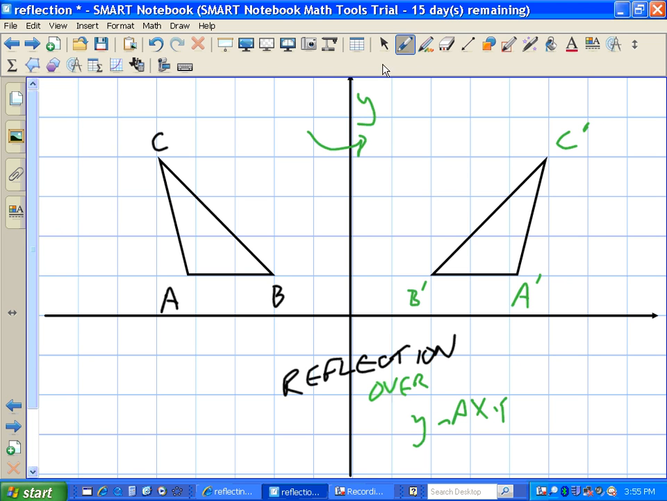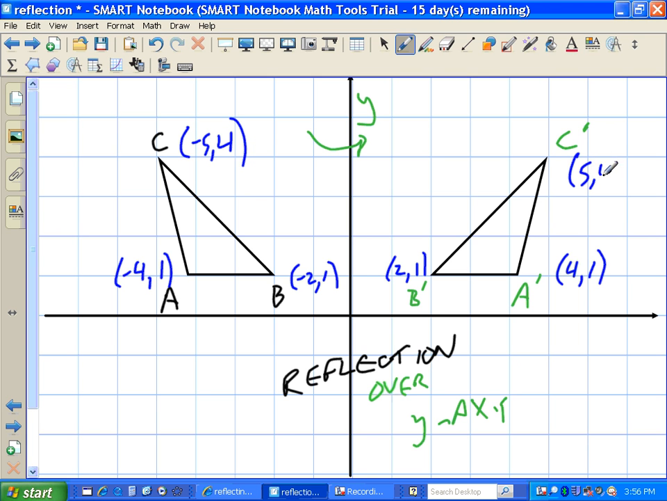When we do that reflection, let's take a look at what happens to the coordinates before and after. This point right here is at -2, 1. Its counterpart is at 2, 1. Back here, we're going to rough it in, it's about -4, 1. Its counterpart is at 4, 1. And this point here is at -5, 4. Its counterpart is at 5, 4. You might see a pattern there as to what happens when we reflect over the y-axis.